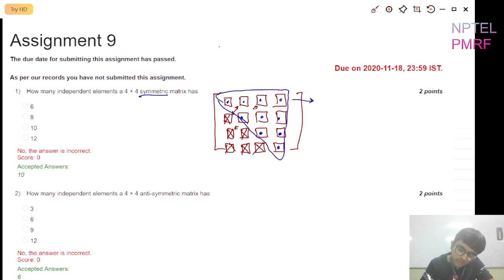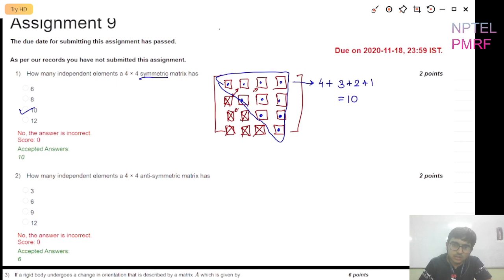So how many of them are there? 4 plus 3 plus 2 plus 1, which is 10. Okay, so the answer is the third one. You can think it's very easy to generalize it to n cross n.